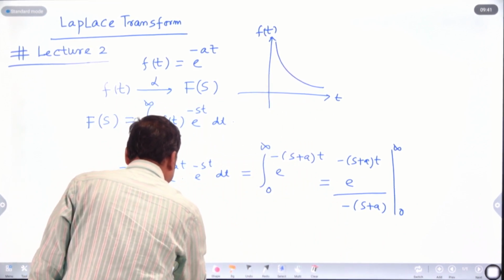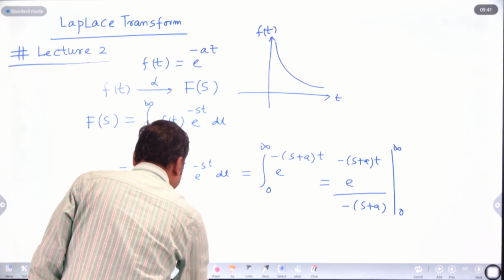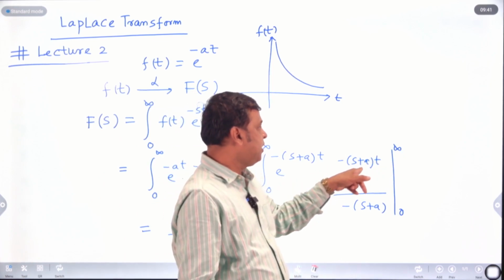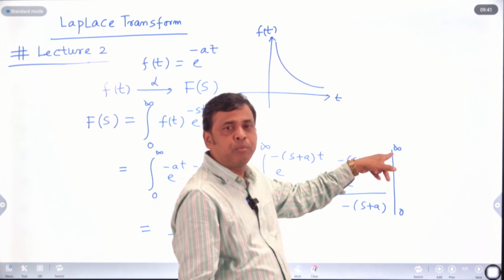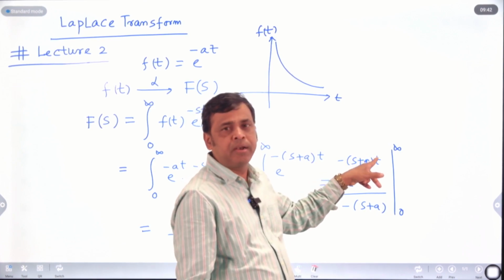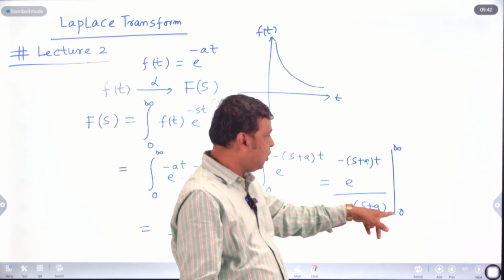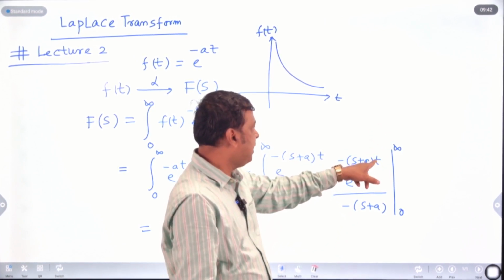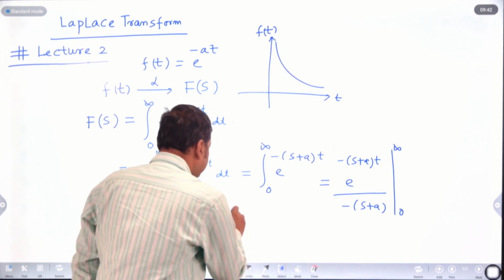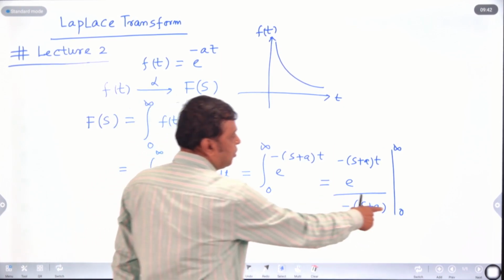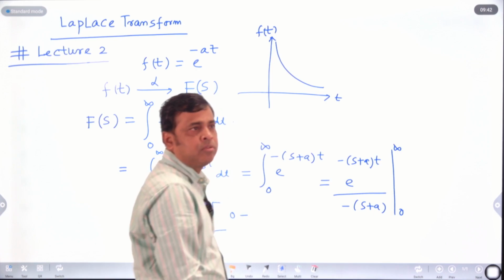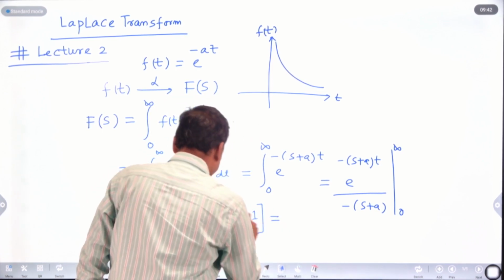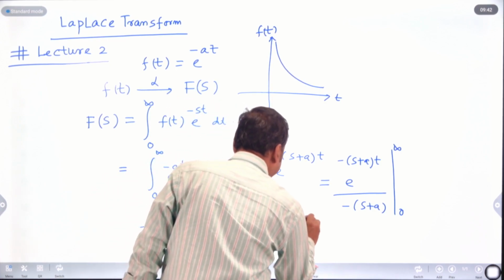And this is nothing but 1 by minus s plus a, taking common. Put the upper limit, that is infinity. So e to the power, in place of t, if you put infinity, e to the power minus infinity, that will be 0, and minus the lower limit, e to the power 0, that is 1. And the value is how much here? That will be minus minus plus, that is 1 by s plus a.